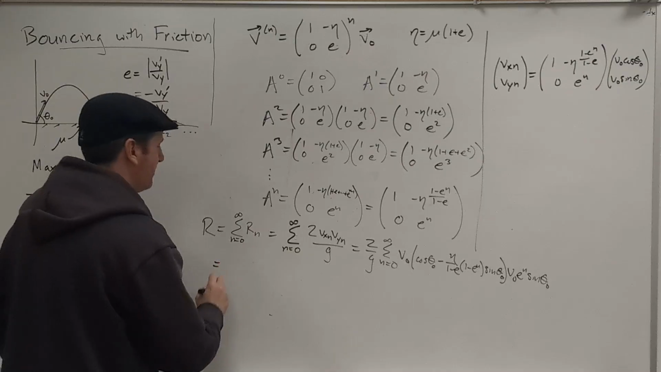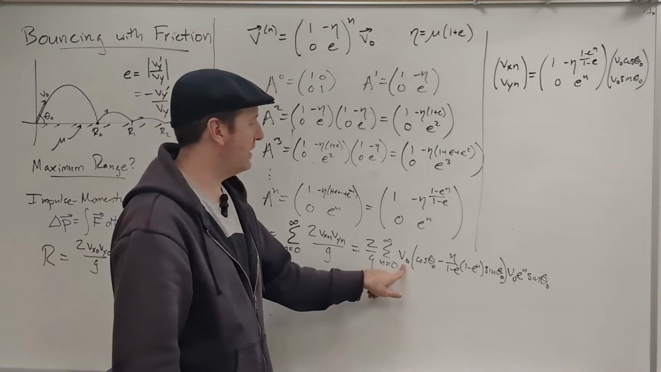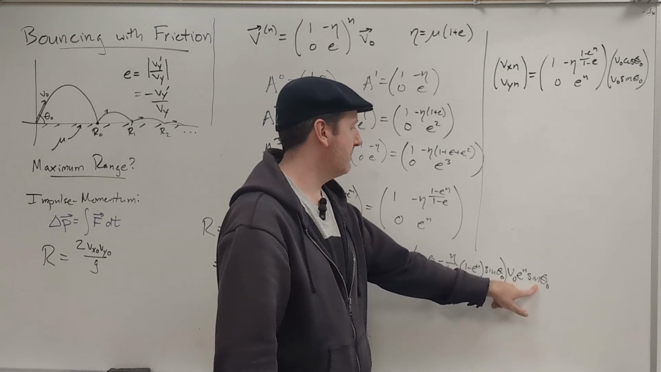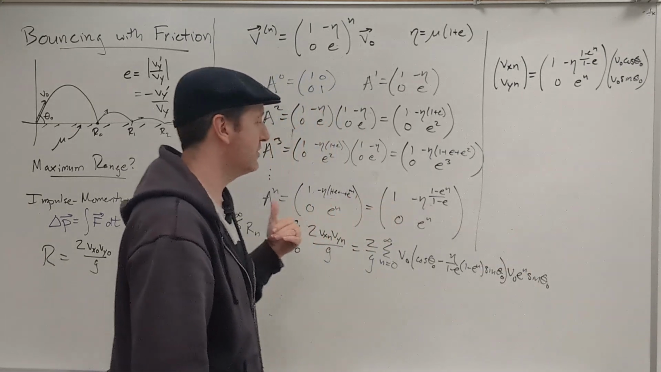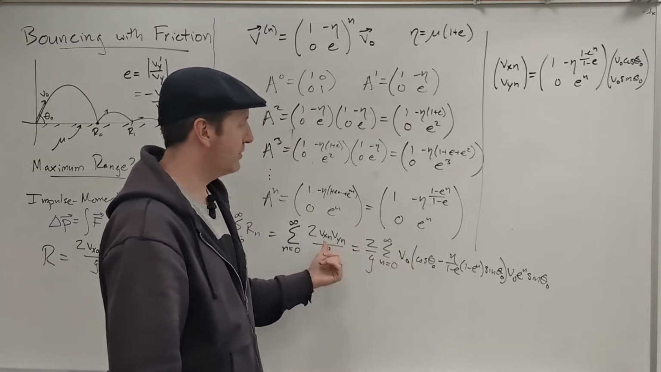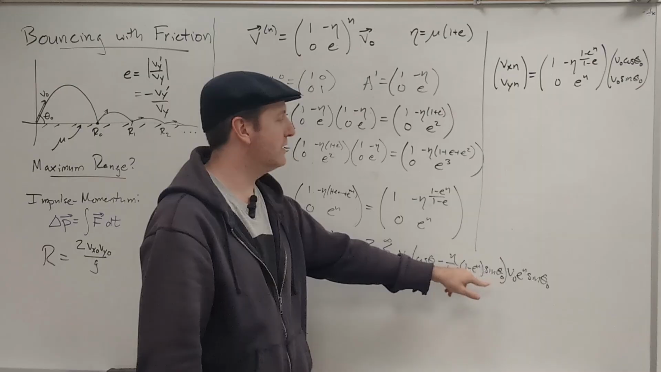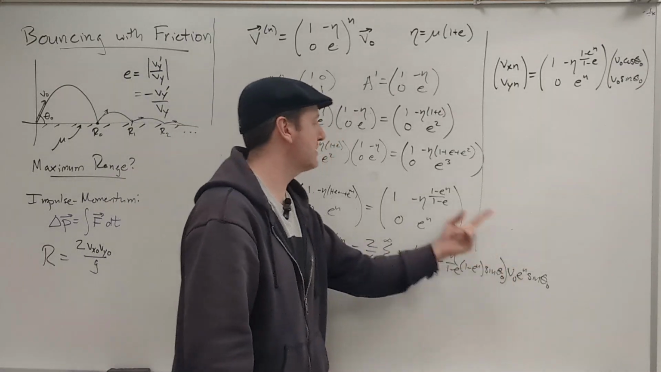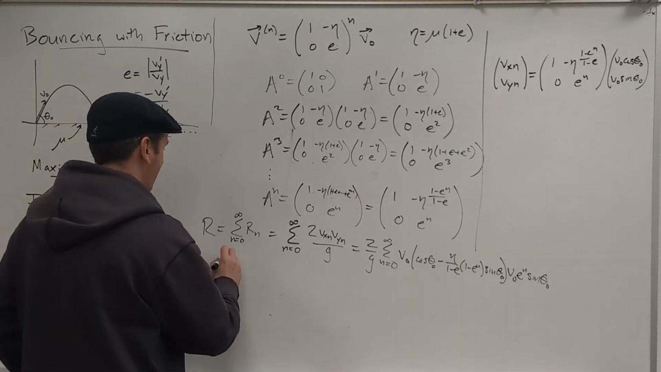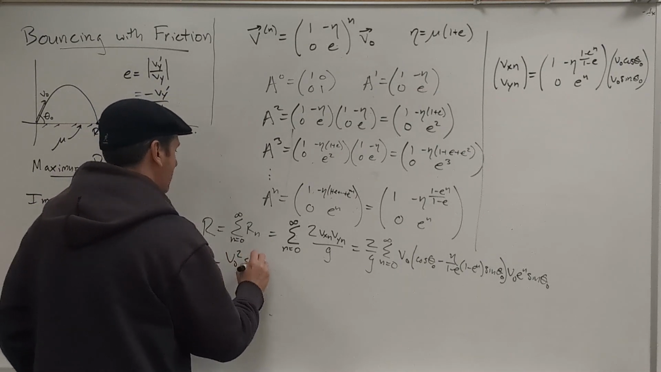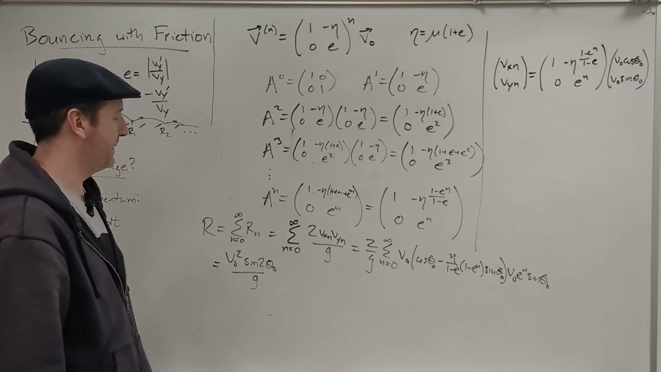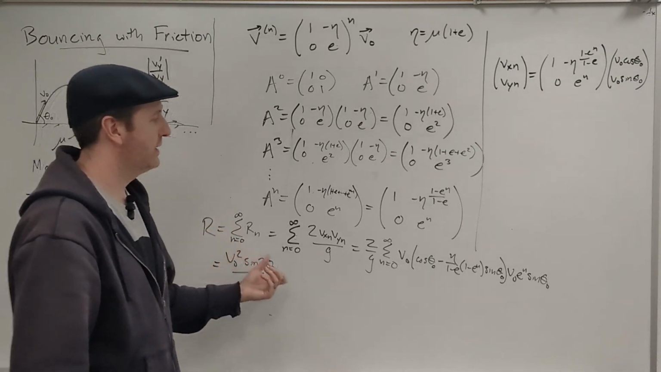Okay, let's see if we can simplify this a little bit. V naught is a constant. There's 2 of them. Pull them to the front. Sine theta naught, that's a constant. Let's pull that to the front too. Let's also pull out a cosine theta naught from both. That'll leave me a tangent here, and I'll have a sine theta times a cosine theta times a 2, which will give me kind of my good old-fashioned singular expression for R naught.